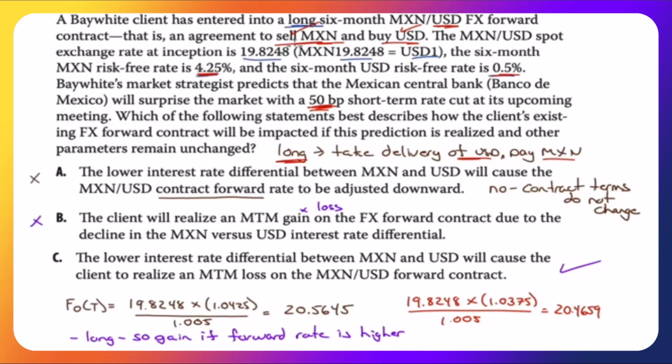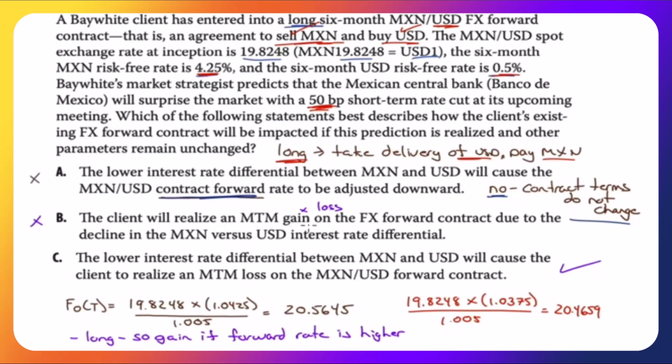So, let's go. The lower interest rate differential between the peso and US will cause the peso-US contract forward rate to be adjusted downwards. Now, you may read that and go, that's exactly what would happen. The forward rate would drop. But it says the contract rate would be adjusted downwards. No. Contract terms do not change. Once you enter into that contract, they are fixed terms. The value of your contract may change because the mark-to-market may change, but you cannot change the terms in the contract. So we can get rid of A altogether.